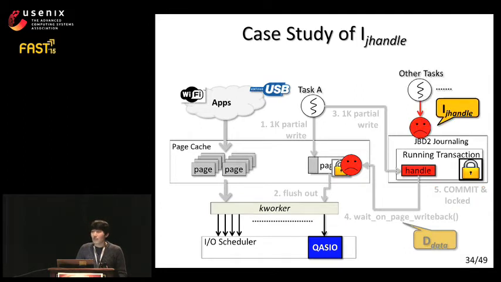Under this condition, all the other tasks cannot obtain a new journal handle because the running transaction is locked. It means that all the file system calls cannot proceed anymore, and this QASIO dependency broadly affects the system. We call this kind of dependency JH handle dependency.